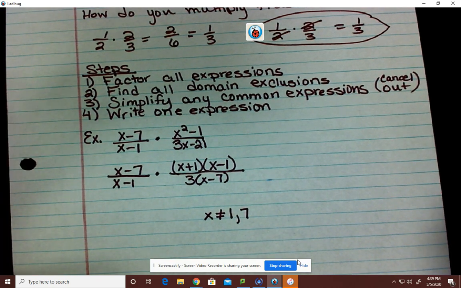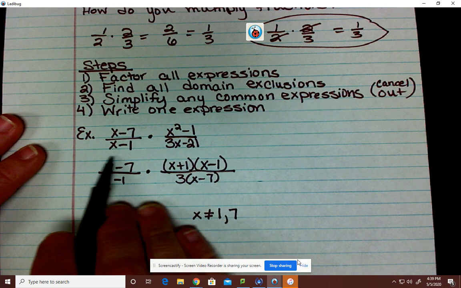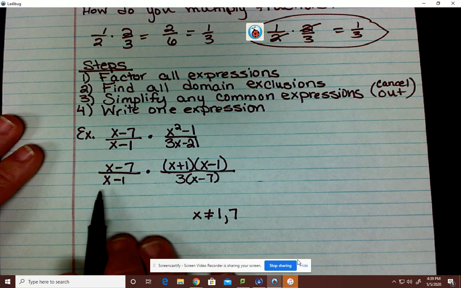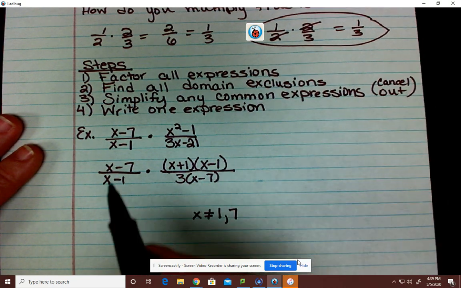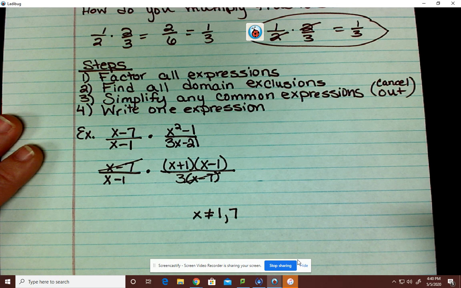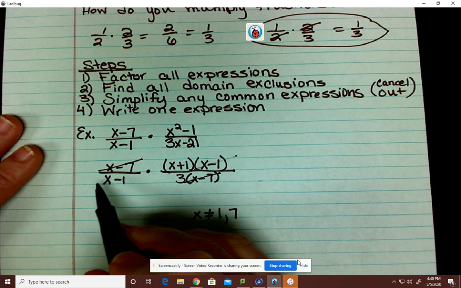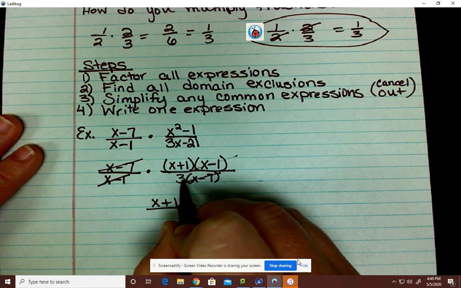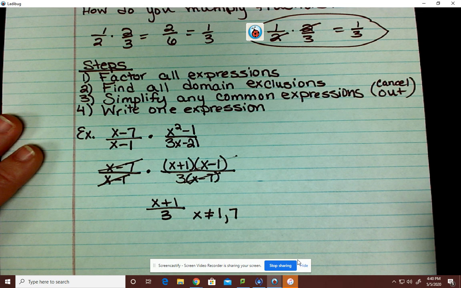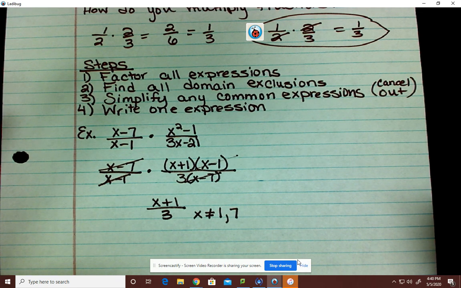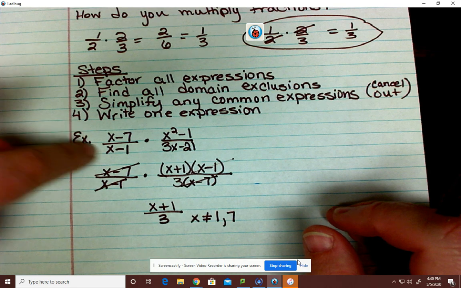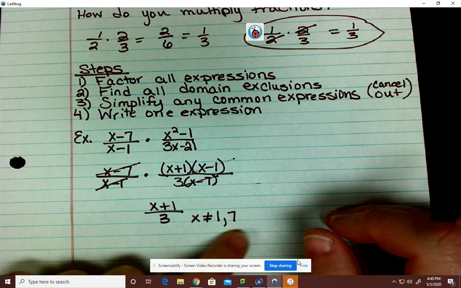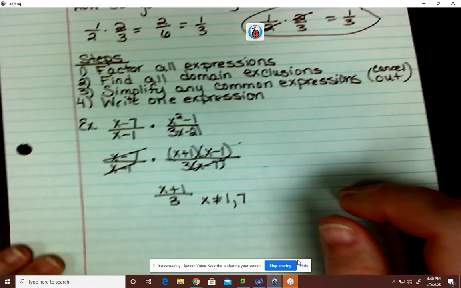Then I simplify. Anything from either fraction that's in the numerator can simplify with anything from either fraction in the denominator. So x minus 7 and x minus 7 will simplify. X minus 1 and x minus 1 will simplify. In the numerator, I'm left with x plus 1, and in the denominator, I'm left with 3. And remember, if I plugged in a number for x into the original problem and into this, it should give me the same answer as long as you're not using 1 or 7. So let's look at another example.